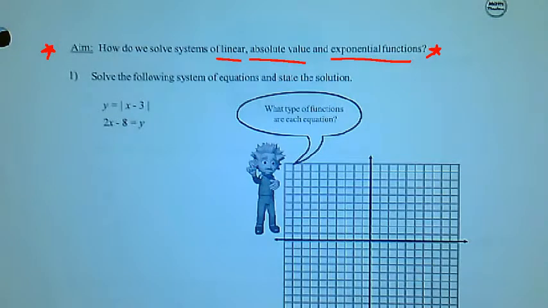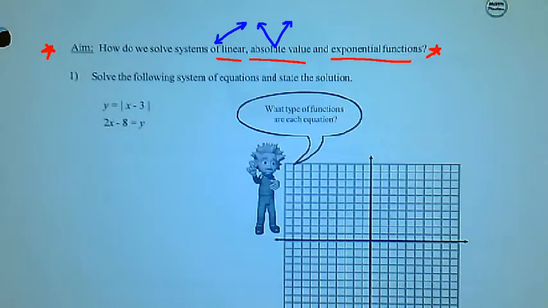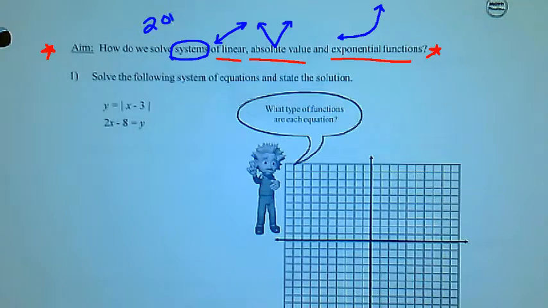So really all we are looking at is the 3 types of functions we have covered this year so far. So we've done linear equations, which of course is a straight line, absolute value, which is kind of a V shape, and exponential functions, which usually look kind of like this, and then they shoot right up. All right? So remember, a system is 2 or more equations.